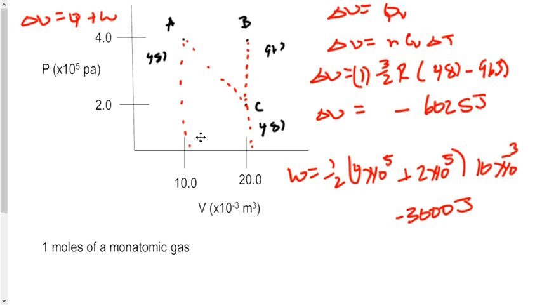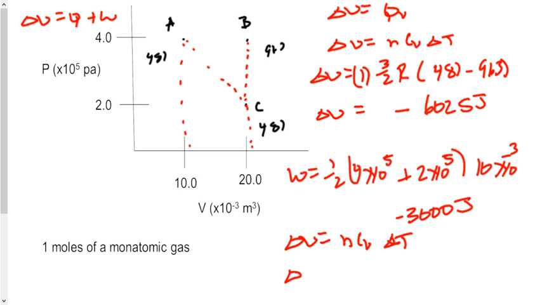Okay, so then how do we get the Q for this? Well, the key is looking at delta U. Delta U is always equal to n C sub V delta T. Okay, delta U is always dependent on the temperature change. Always, always, always. So we can always calculate delta U regardless of what's happening.